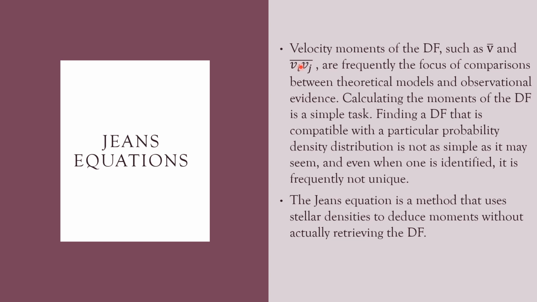So, the Jeans equation is a powerful method that circumvents the need to directly retrieve the distribution function by leveraging stellar densities to deduce velocity moments. The Jeans equation provides a practical approach for inferring velocity moments from observed stellar densities, offering a valuable tool for probing the dynamics of stellar systems without requiring detailed knowledge of the distribution function.